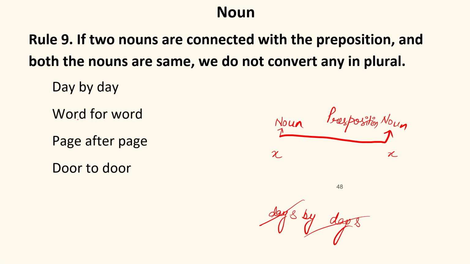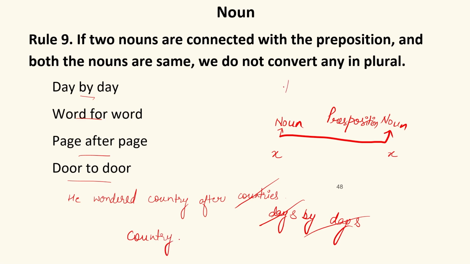Here we have some words like day by day, word for word, page after page, door to door, and so on. You can find such error in a sentence. For example, he wandered country after countries. Is this correct? No, it should be country after country.